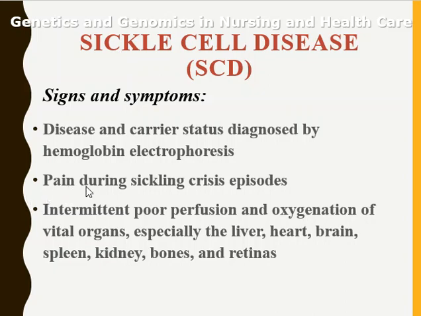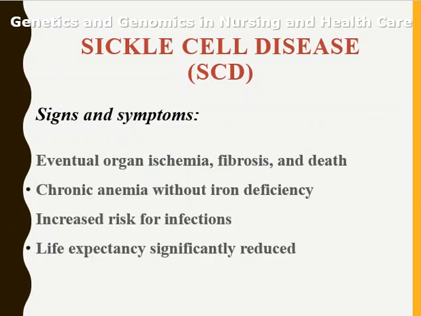And is characterized by pain during the sickling crisis episodes, as those tissues are being deprived of nutrients and oxygen. So there's intermittent poor perfusion and oxygenation of vital organs, especially the liver, heart, brain, spleen, kidney, bones, and retinas, eventually leading to organ ischemia, fibrosis, and death of the tissue.